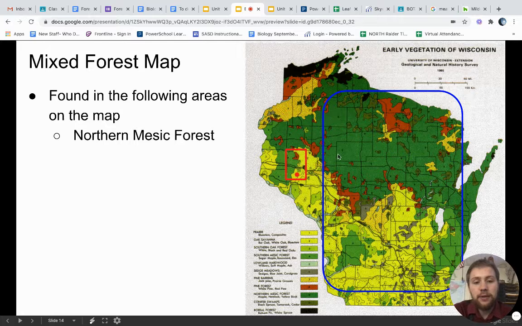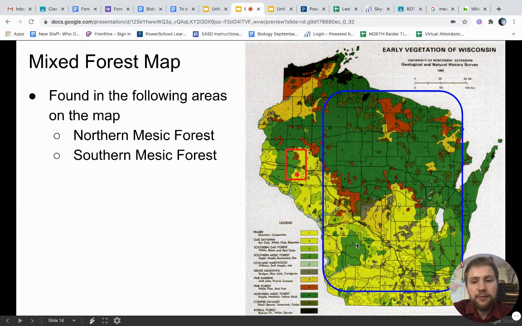It can be found in the northern mesic forest. The northern mesic forest is characterized by maple, hemlock, and birch. So we start to see a majority of conifers in the northern mesic forest. However, they are not all conifers like we would see in a boreal climate. Almost all conifers in a boreal.